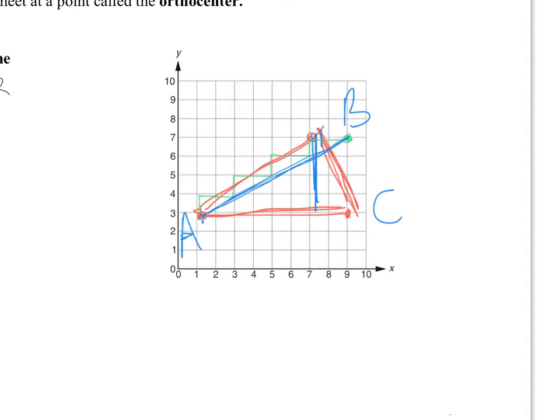And so now you should be able to see where that intersection is. Looks like we have an intersection about there. So that's going to be my orthocenter, and my orthocenter is at point, looks like (7, 6). You only need 2 altitudes in order to find the orthocenter because the third one automatically should go through the intersection.